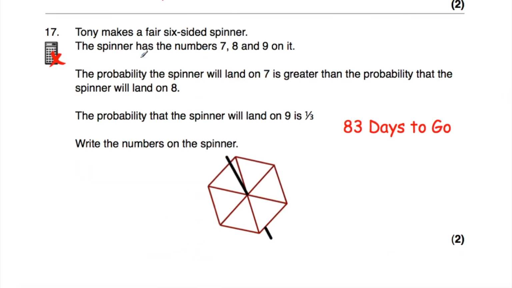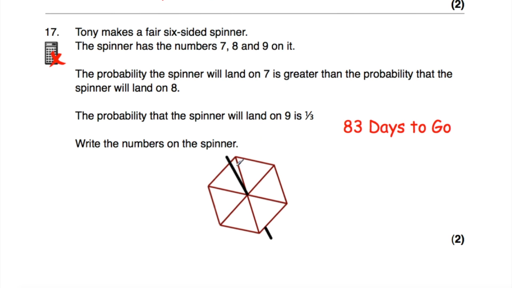Okay, question number 17. Tony's got a fair 6-sided spinner, and the spinner's got the numbers 7, 8, and 9 on it. The probability that the spinner will land on 7 is greater than the probability that it'll land on 8, so there's more 7s than 8s, and the probability that it lands on 9 is a third. So that means that a third of the numbers are 9.